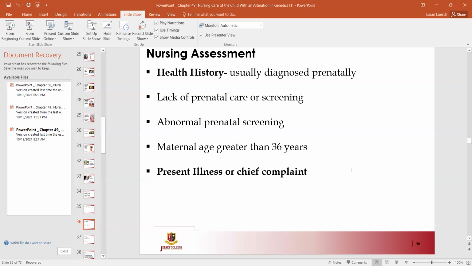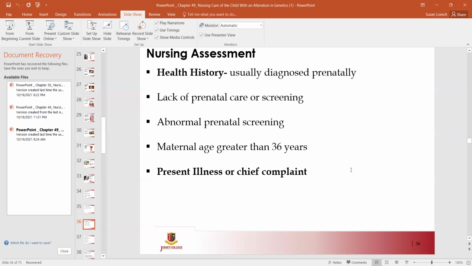or screening, abnormal prenatal screening or diagnostic tests for Down syndrome, the fetal nuchal translucency, the triple quadruple screening, the ultrasound, and the amniocentesis. Is the mom older than 35 years old?